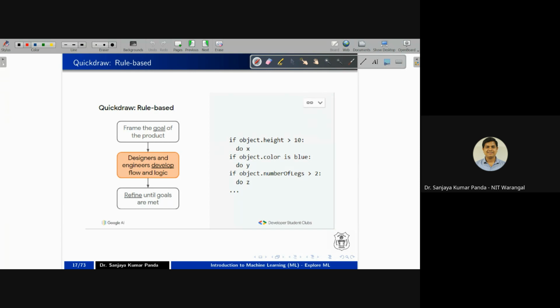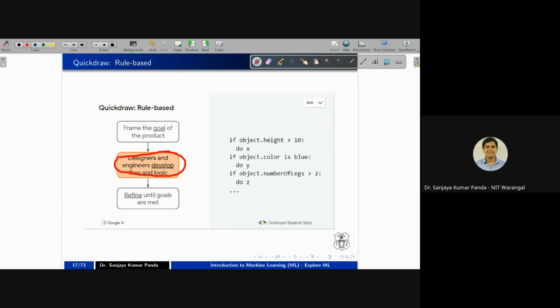But a machine learning system is not like this. Which part are we going to change in a machine learning model? Only this particular part, where we say the designer and engineer develop flow and logic. If you don't want to go for explicit programming, then this is not required. But the goal should still be there, and you have to refine your goal until you reach your expectation.